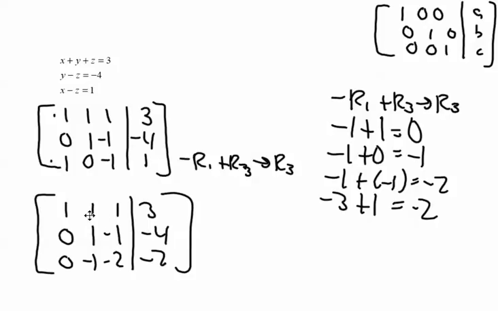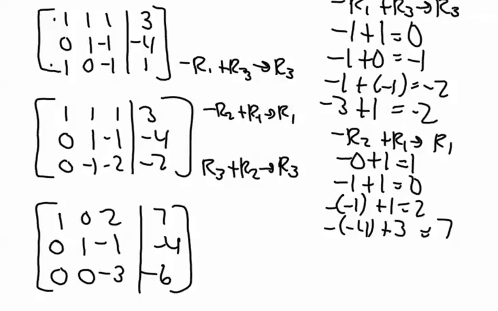Okay? All right, so the first column is done, and I've got the 1 where it belongs here. But this one needs to be a 0, and this -1 needs to be a 0. So I'm going to use row 2 for both. So what am I going to do? I'm going to take the opposite of row 2 and add it to row 1. That's going to be my new row 1. And I'm going to take what? I'm going to take just R3 plus R2 is going to be my new row 3.